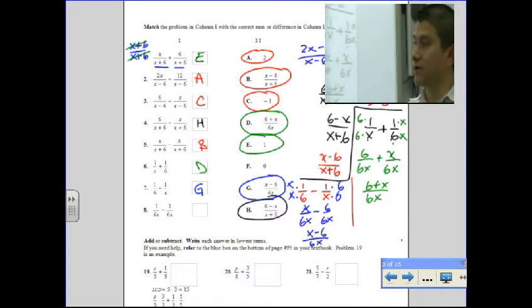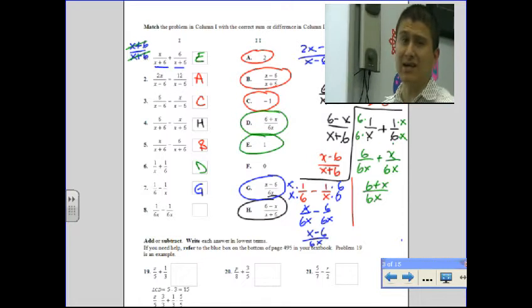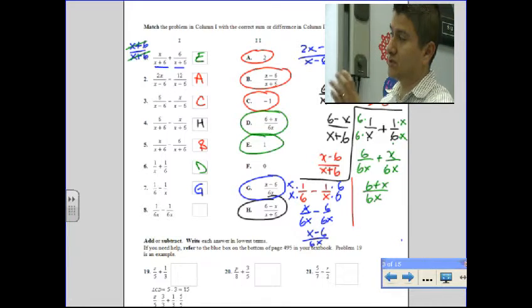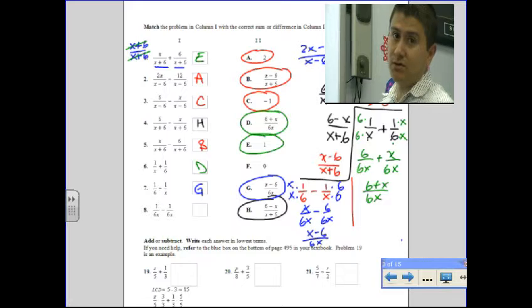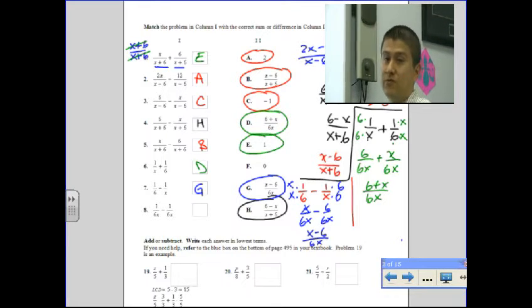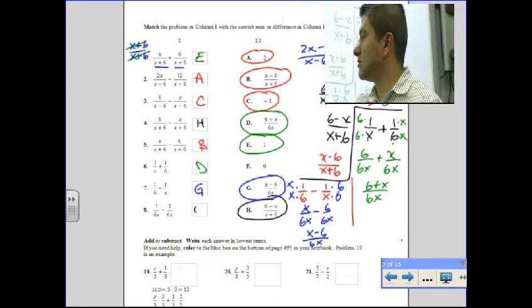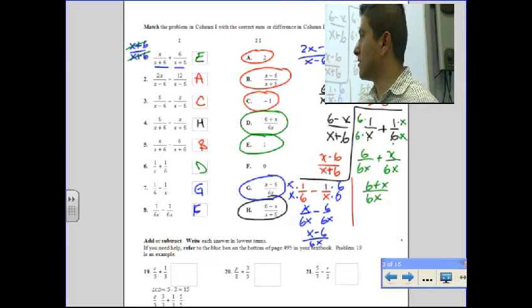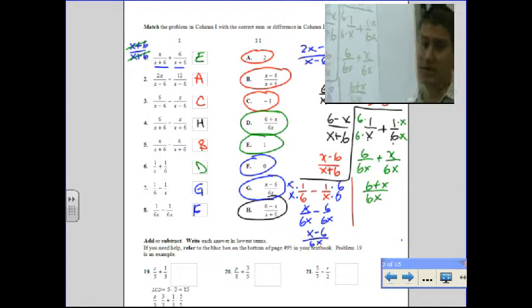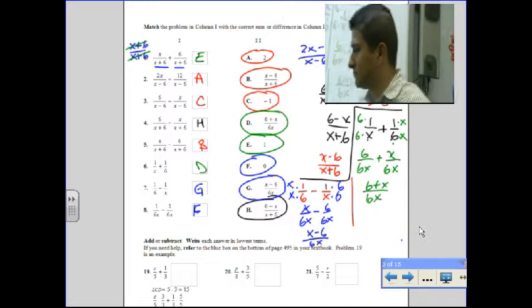G. Now we could go ahead and do number 8, but if you notice, number 8 is exactly the same thing. It's one fraction minus the exact same thing. So whenever you have one thing subtracted from itself, the answer is 0. So that's letter F, which was the only answer left anyway, so that had to be it.